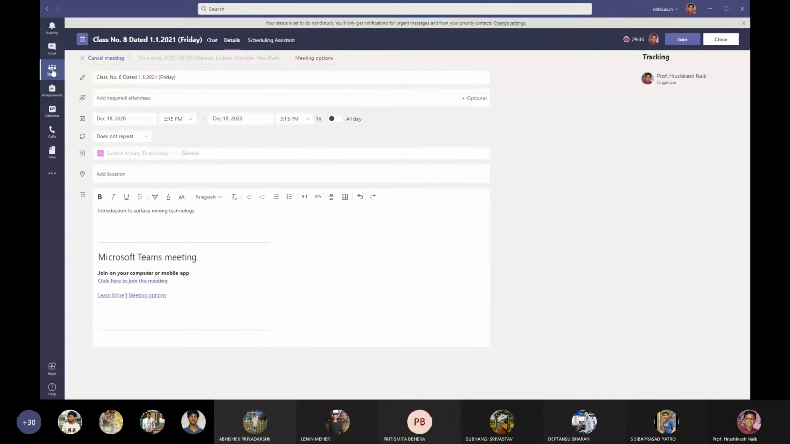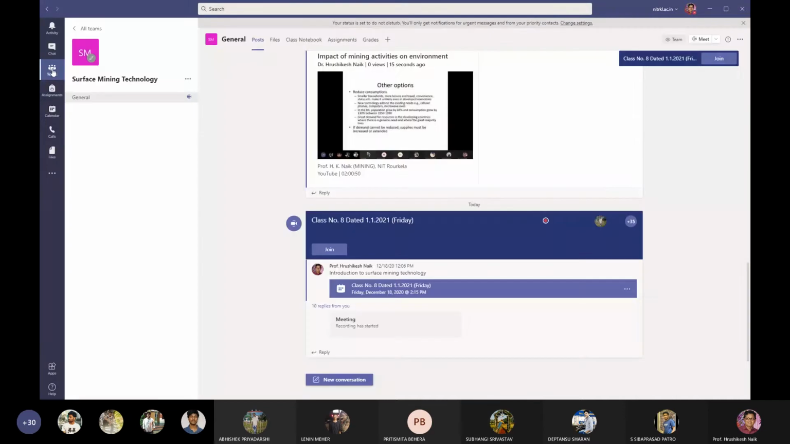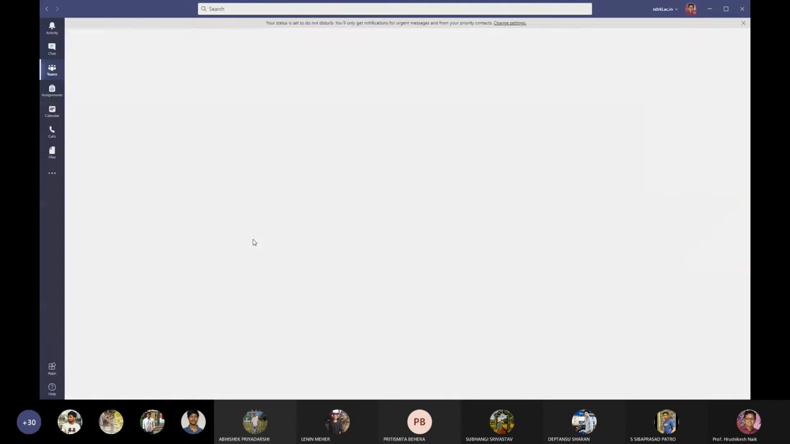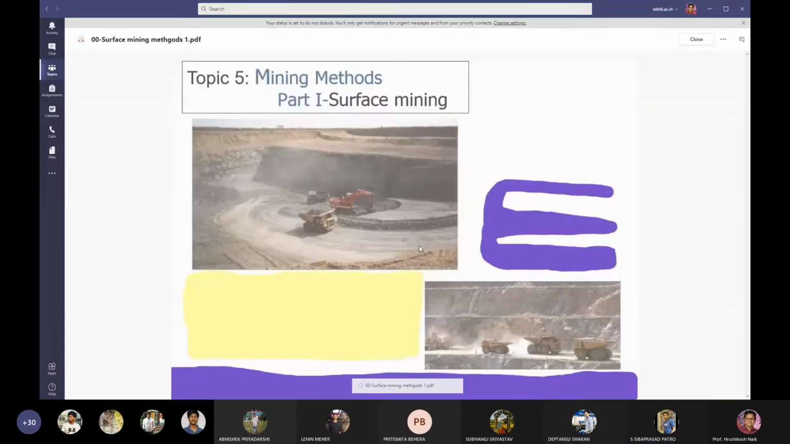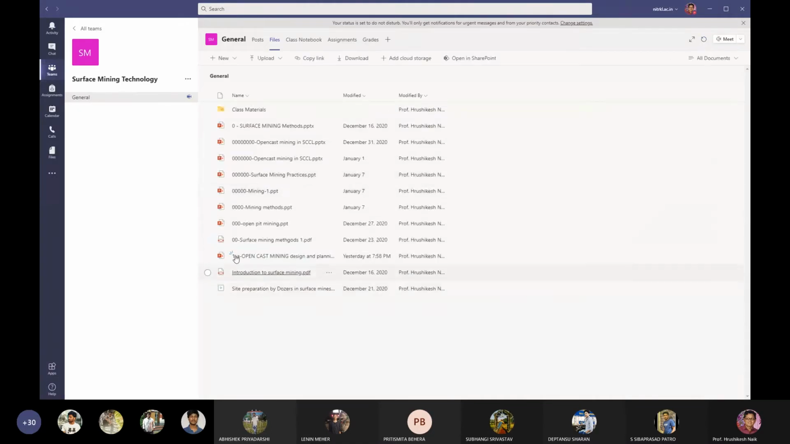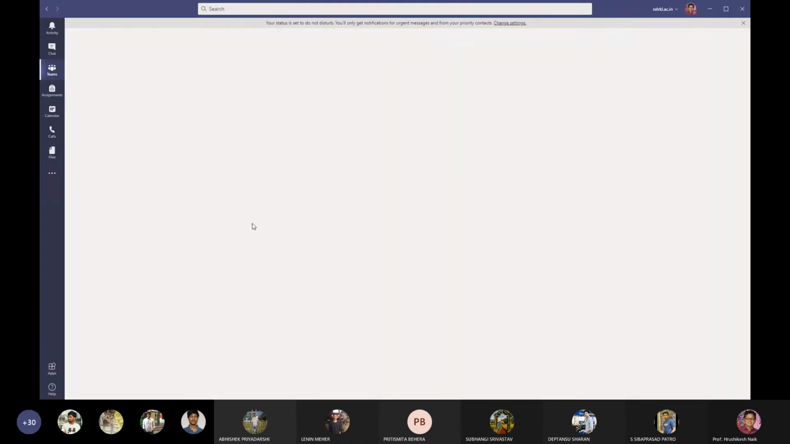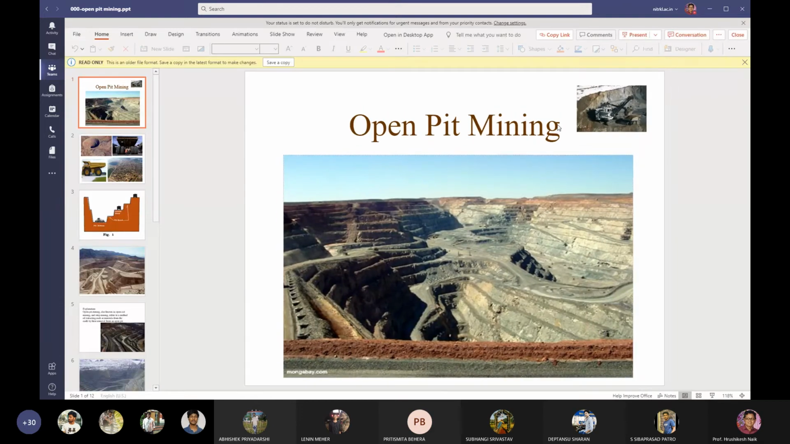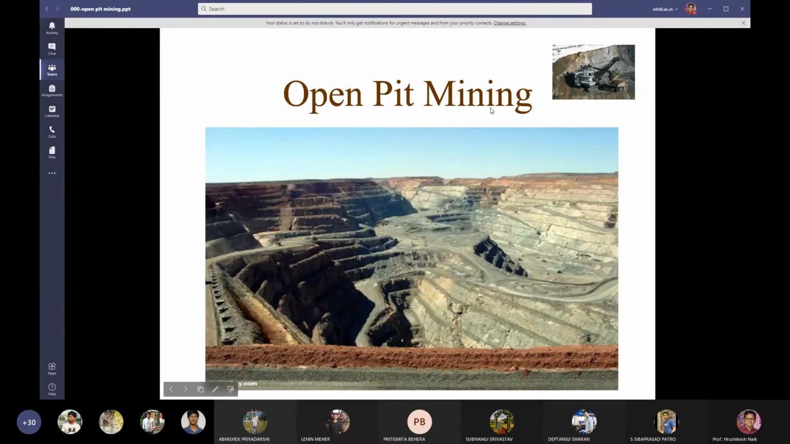Let's wait. Okay. So this mining, particularly open pit mining, before we discuss, we have to understand how it is being carried out, so that you can understand it better.